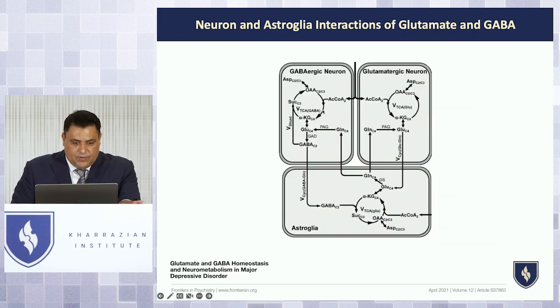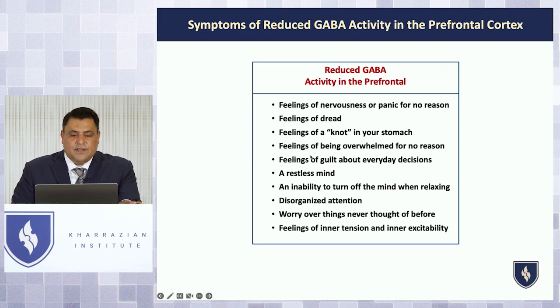So you can see here GABAergic neuron, glutamatergic neuron, and then these energy pathways being shunted within the cells. So this is all cellular. It's not dependent upon any nuclei. That's how GABA is different, and glutamate's different. And basically, if GABA activity is reduced, people just feel anxiety, nervousness, a knot in their stomach, because the main pathways in the brain that inhibit the amygdala involve GABA.